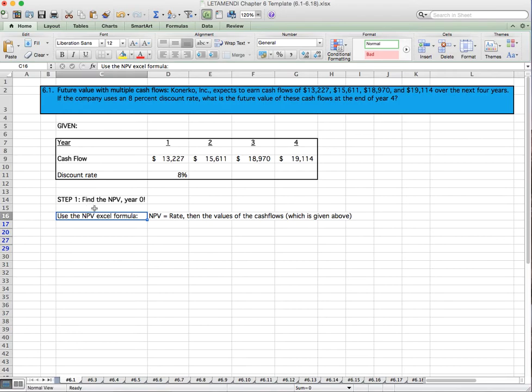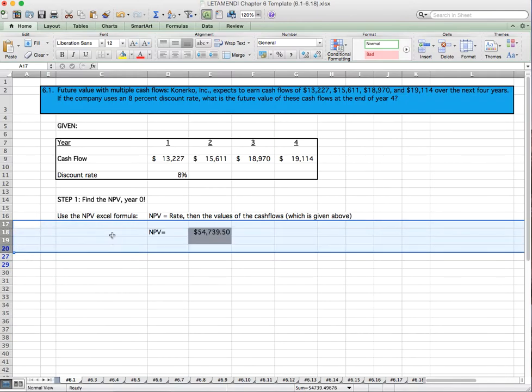All right, so the first step is to find the net present value at year 0. And if you follow the net present value formula from your text, you'll know that the net present value is going to equal, and again, this is the formula written out in kind of like a sentence, the rate, then the values of the cash flows, which is given above. And that's it. That's all you really do. So let's go ahead and do it.